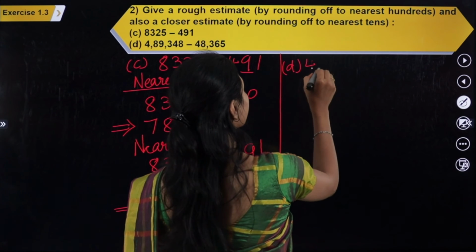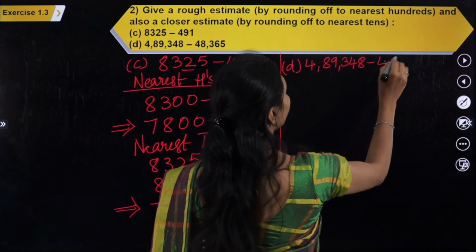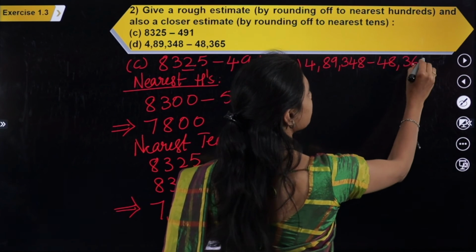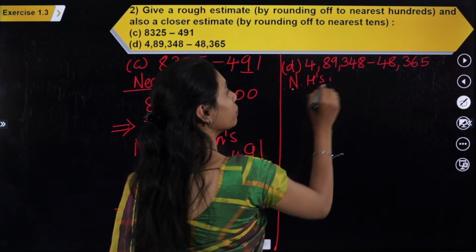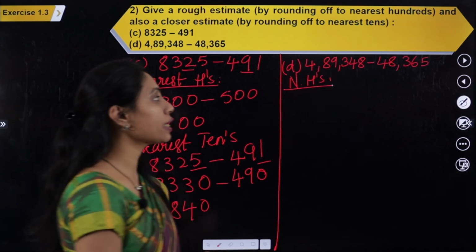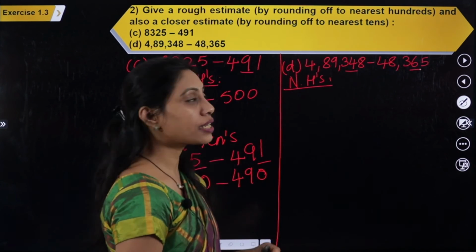4,89,348 minus 48,365. So, its nearest hundreds. For that we have to underline the tens digit. So, here this is the tens digit and in the second number 6 is the tens digit.